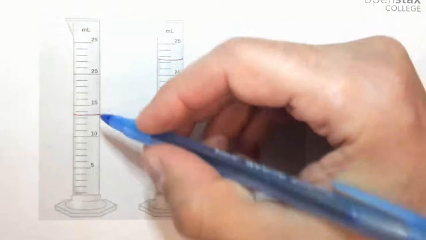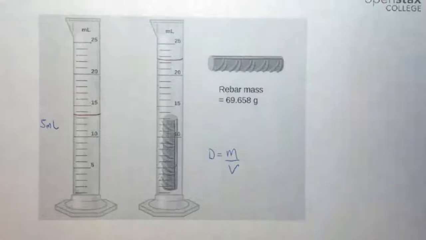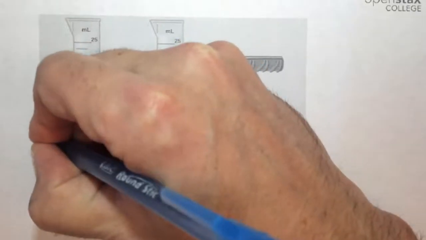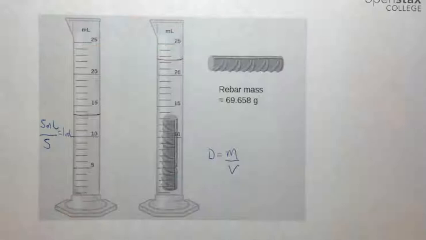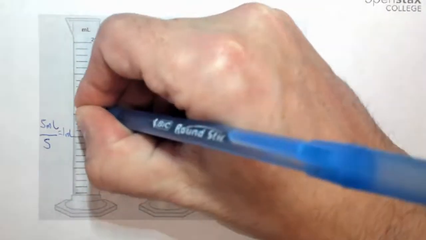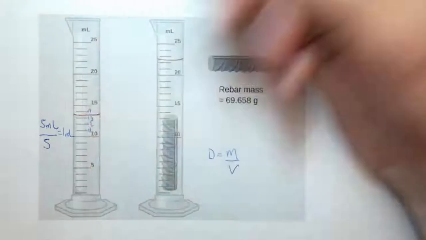Well, the distance between the measured numbers is 5 milliliters, and there are 5 graduations, 1, 2, 3, 4, 5, which means that each graduation is 1 mL. So this is 11, 12, 13, 14, 15.